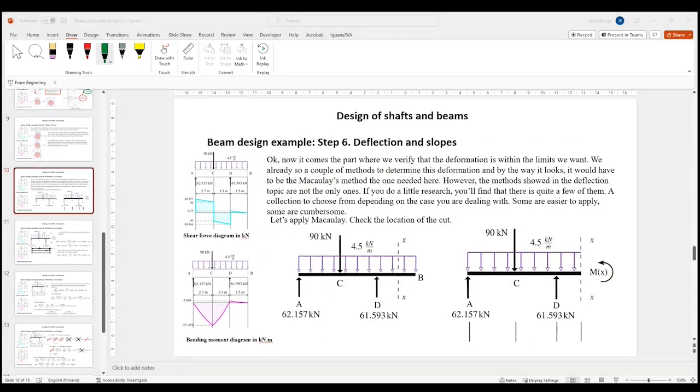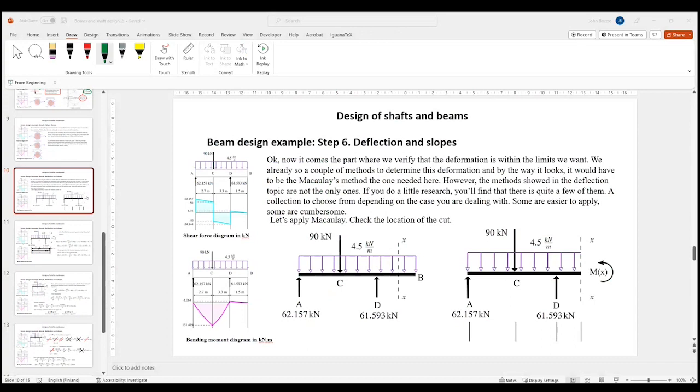Great. Now comes the tricky part, deflection of the beam. There are some methods to calculate deflections of the beam. I have chosen for this course to use Macaulay's method to calculate the deflection of the beam.